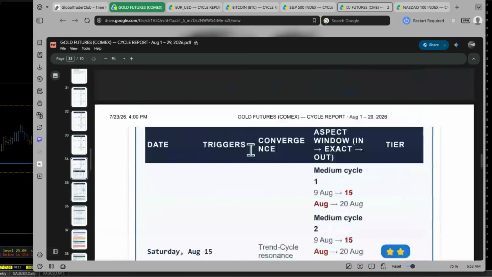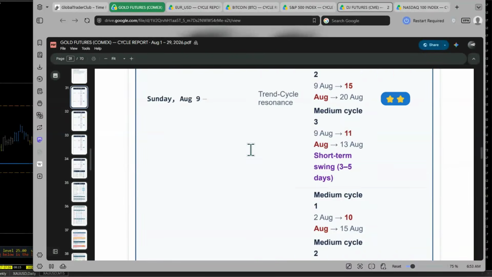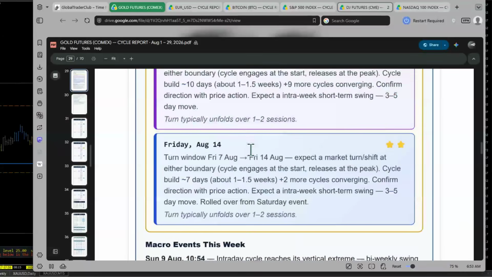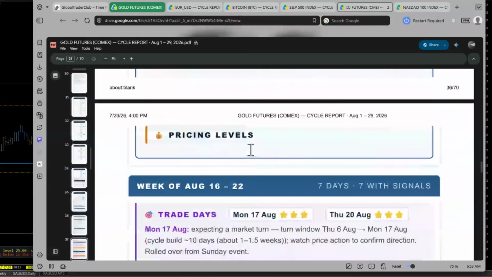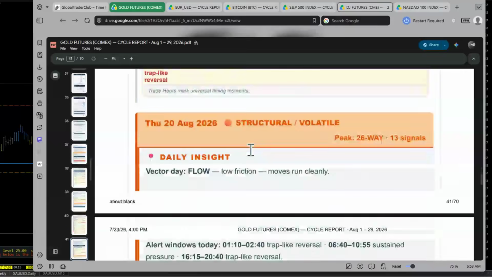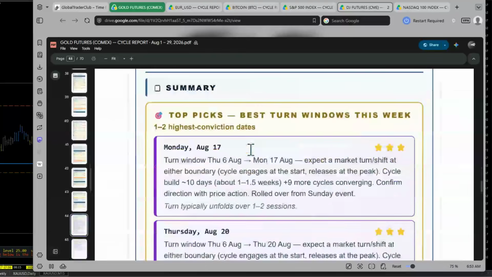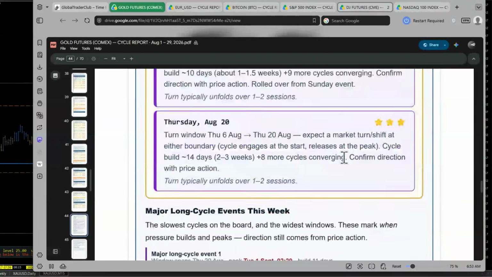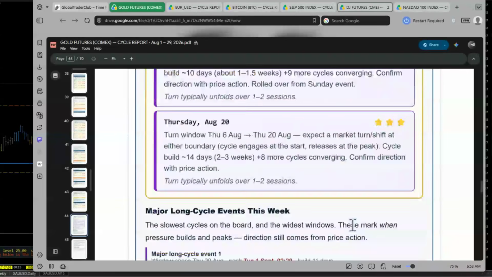Let's see, are we here? Where are we? Okay, so we should be here. There we go. This is the 11th. Let's just come down. And this is the weekly insight for 17 to 21. Okay, so we've got Monday 3 stars, Thursday 3 stars. So the first thing you've got to do is read the weekly insight, as you know, right?